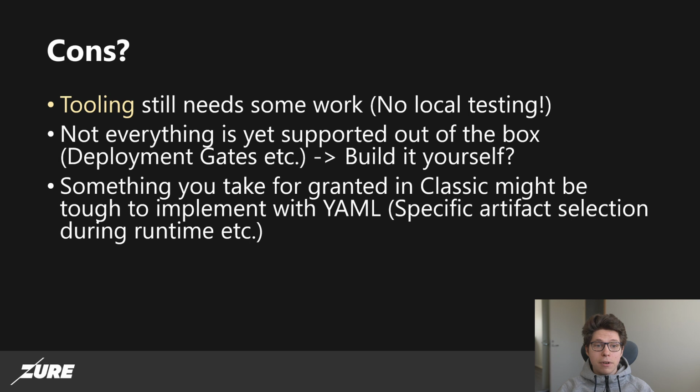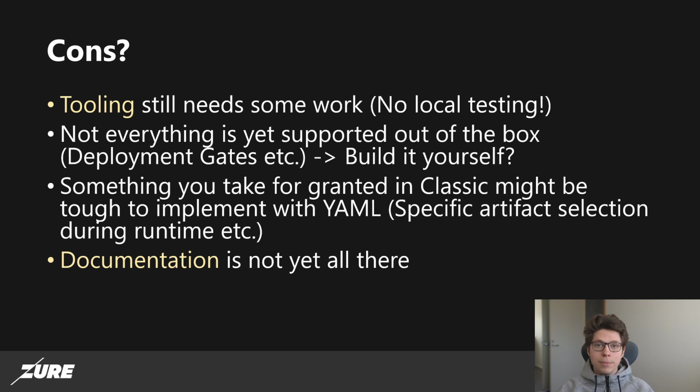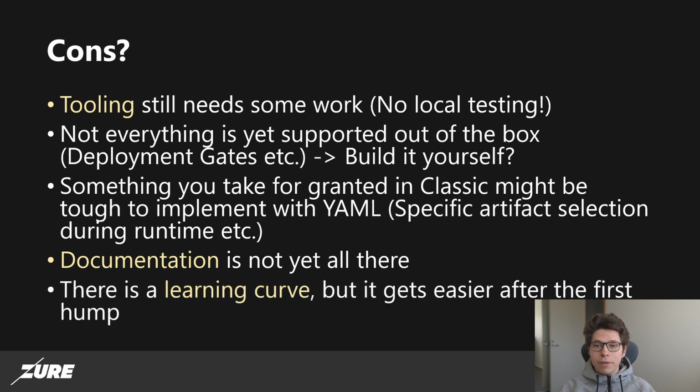And something you take for granted in Classic, like the artifact selection, might be a bit tougher to implement in YAML. The documentation is not yet all there, especially for the separate individual tasks that you will be using. So the parameter descriptions are all over the place and so on. So that's why the portal tooling is very helpful. And the learning curve, of course, is there. But once you get past the first hump, you actually get going very quickly after that.